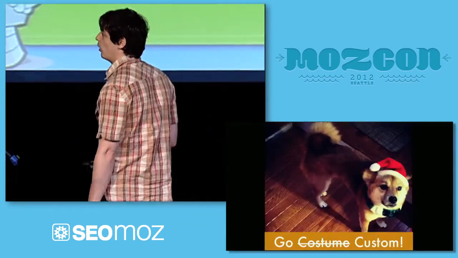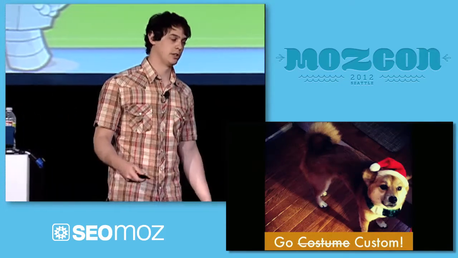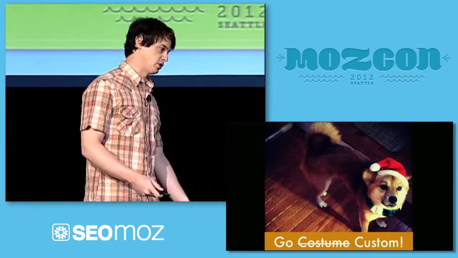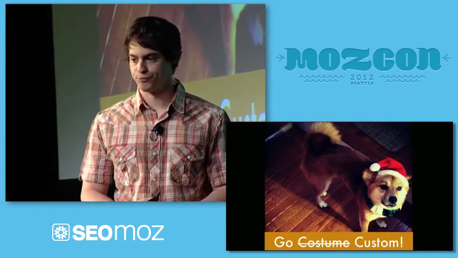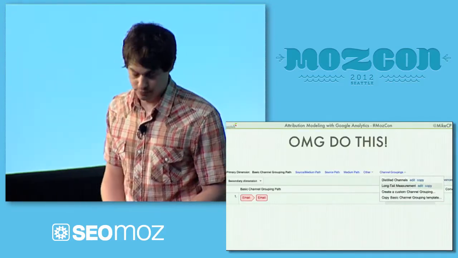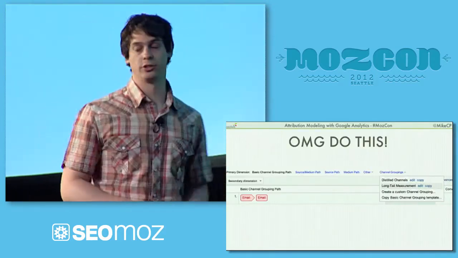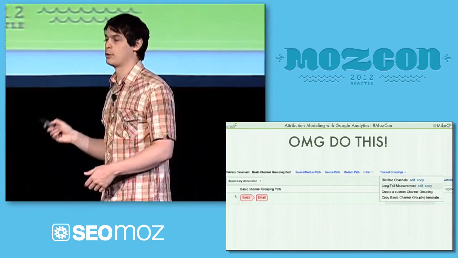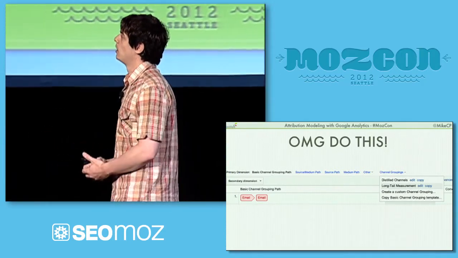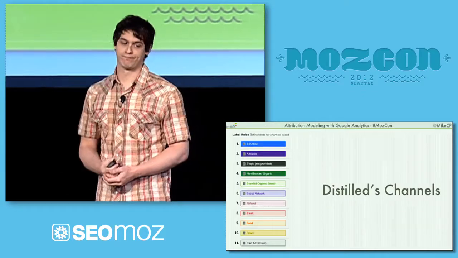So I want to encourage you all to go custom with these, because Google does a good job with those basic channels, but they're not perfect. And they can't make one size fit all for all businesses. So you must do this. These are the custom channel groupings. You make your own channels based on your business, and you separate things out that way, and you look at it. And I'm going to show you what we do for Distilled, and hopefully give you an idea.